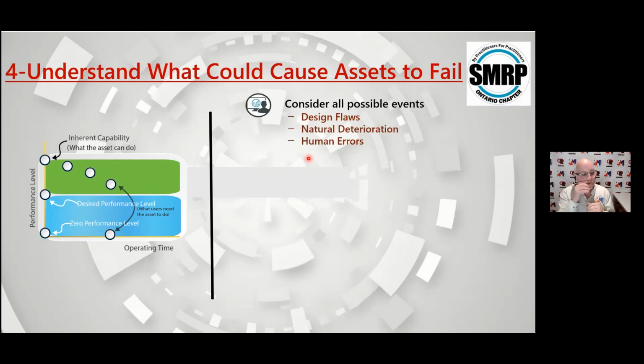If we, for instance, review the SAE JA1011 standard about RCM, it says that there are three types of failure modes that you should take into consideration. The first one is natural deterioration. The second one is design flaws, because there are design flaws, and we need to live with them. The equipment assets have them. And the third one is human errors. So we need to be aware of all those.